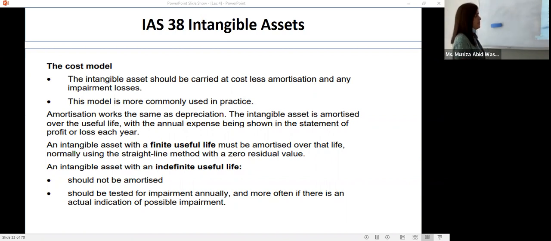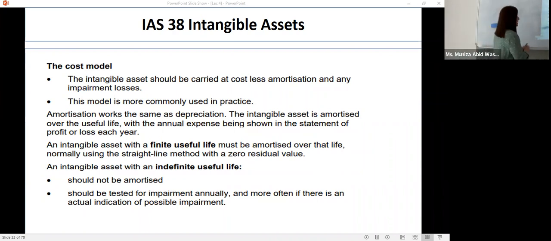The intangible asset is amortized over the useful life with an annual expense being shown in the statement of profit or loss each year. An intangible asset with finite useful life must be amortized over that life, normally using the straight line method with zero residual value. An intangible asset with an indefinite useful life should not be amortized. It should be tested for impairment annually and more often if there is an actual indication of possible impairment.